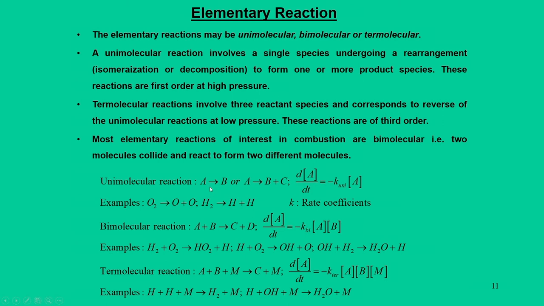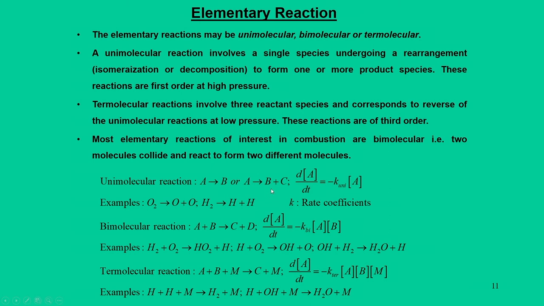So, a unimolecular reaction can be considered as A giving B, or A giving B plus C, and its rate coefficient is treated as k uni, that is the rate coefficient for unimolecular reactions. O2 giving O plus O is a unimolecular reaction. And the last one is the termolecular reaction, where there are three reactant species and that corresponds to the reverse of unimolecular reactions.